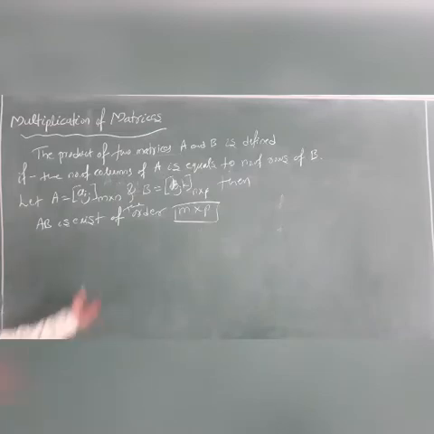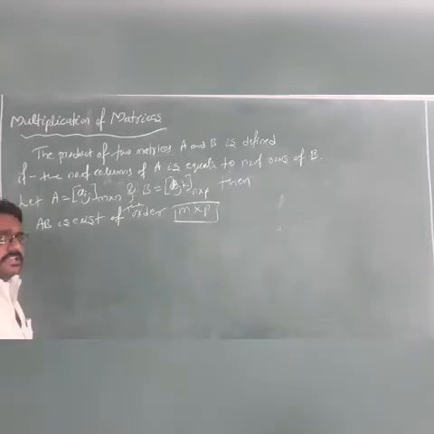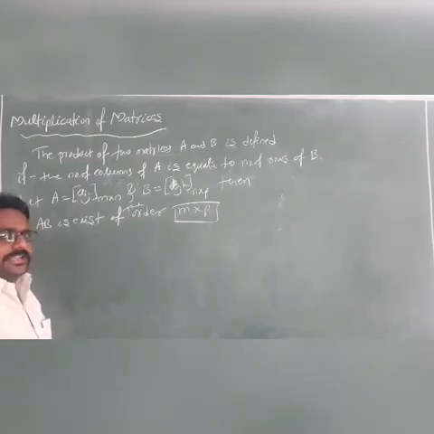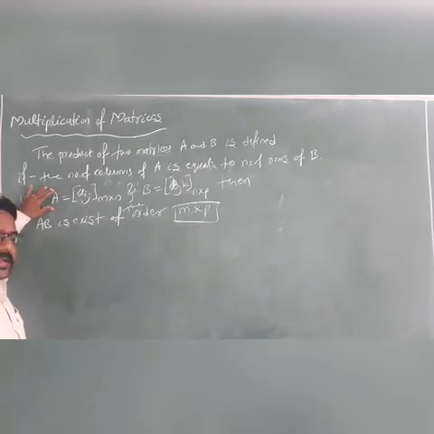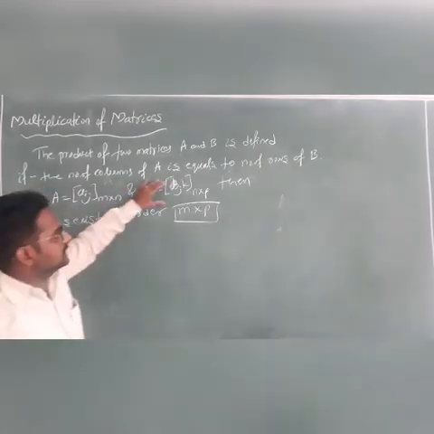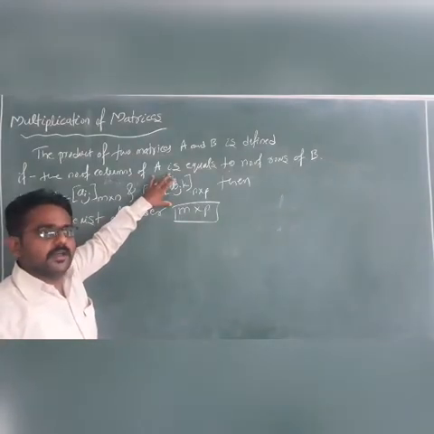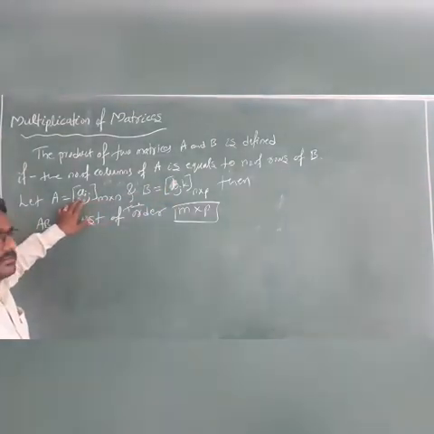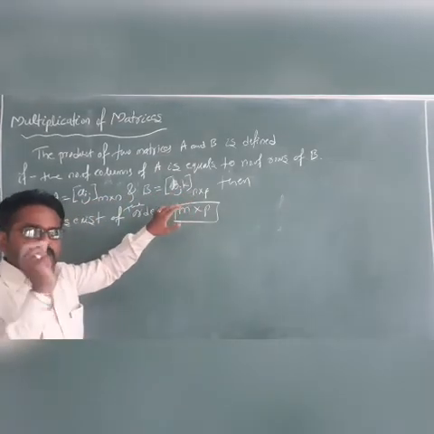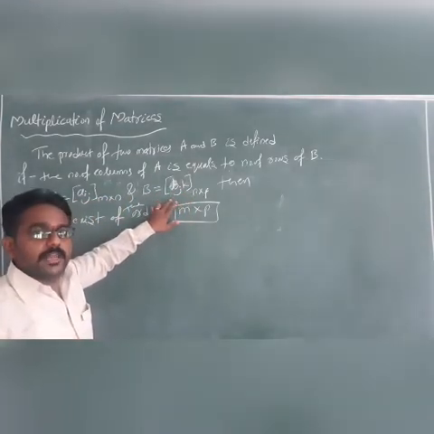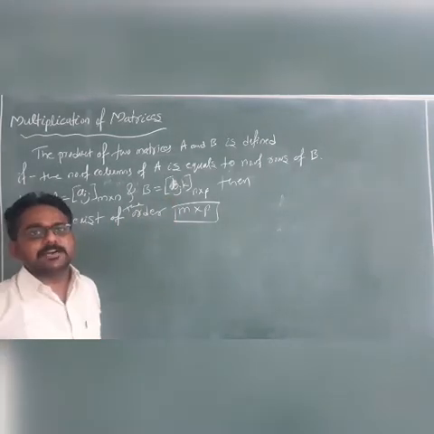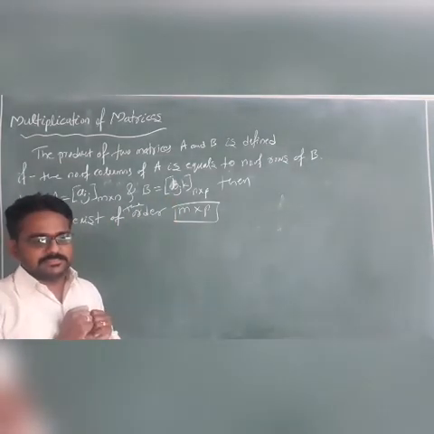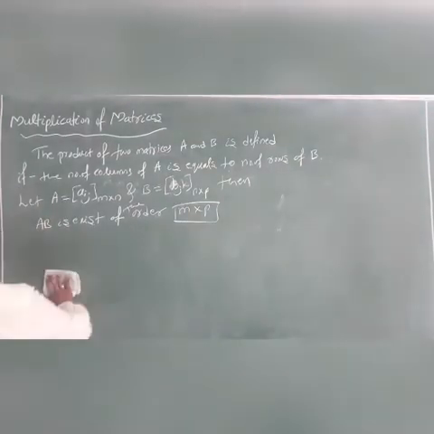What is the actual meaning of this definition, students? We take the row of the first matrix A multiplying the column of the matrix B. It means if I take the first row of the matrix A, we will do the product of each element with the column elements of the matrix B and take the sum of those elements. We'll explain here, friends.